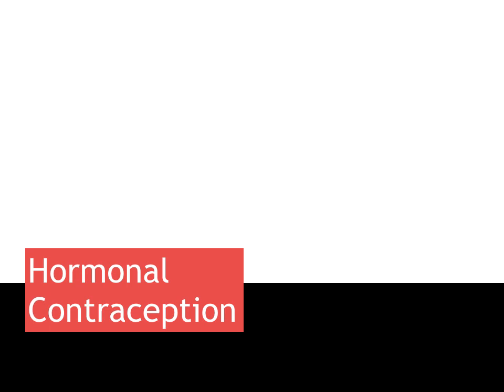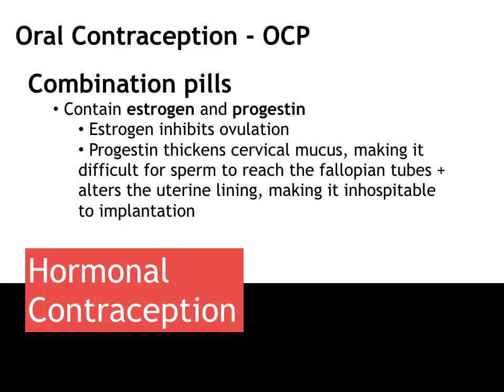So starting off with hormonal contraception. Combination pills, so OCP combination pills, have both estrogen and progestins. Progestins are synthetic progesterones. And how these work: estrogen will inhibit ovulation, and the progestins do a few different things to also prevent pregnancy. So it's thickening cervical mucus, making it more difficult for the sperm to pass through the mucus and reach the fallopian tubes. It's also altering the uterine lining to make it more inhospitable for implantation as well.